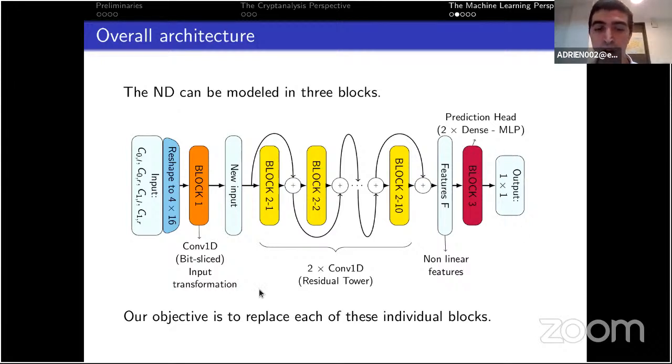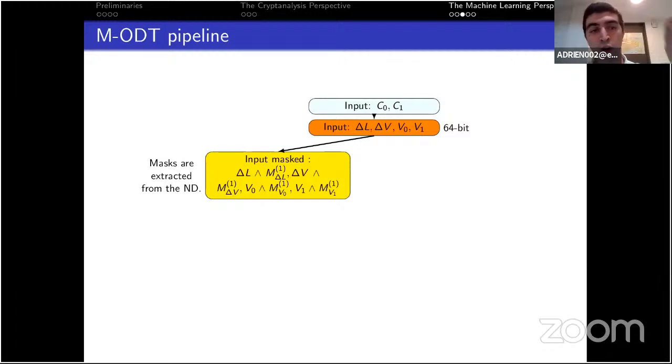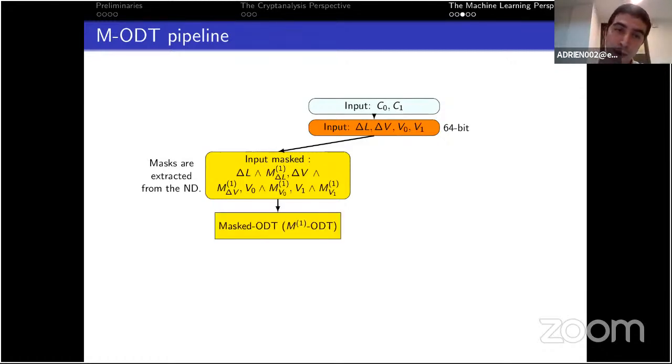Our objective here is now to replace each of these individual blocks. We start from the inputs. Then we have delta L, delta V, V0, V1, which correspond to the output of the first block. So this is the input transformation. Then from the neural distinguisher, we extract a mask, and we apply it over the inputs with an AND operation. Then we compute a DDT.